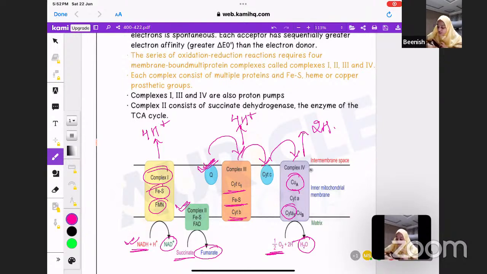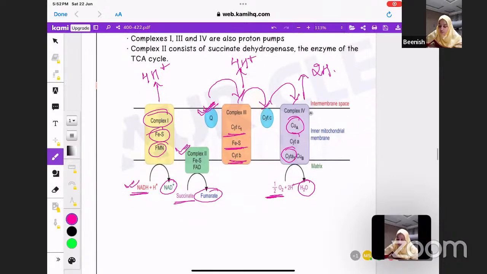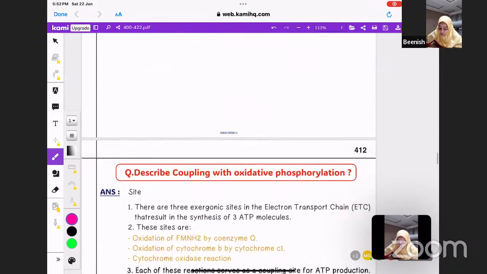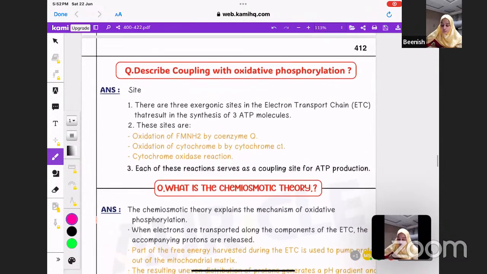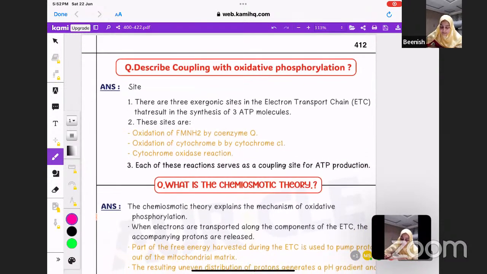This brings a conformational change in the beta subunits of the F1, and because of which ADP was converted into ATP. So that was the summary and the components of the complexes once again. So we've discussed all that.